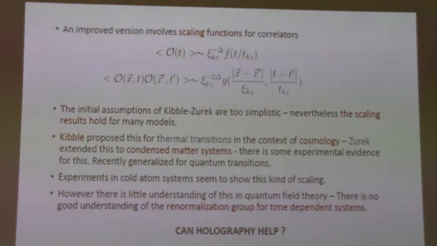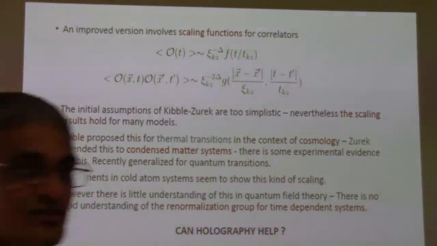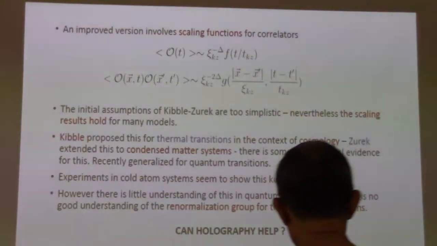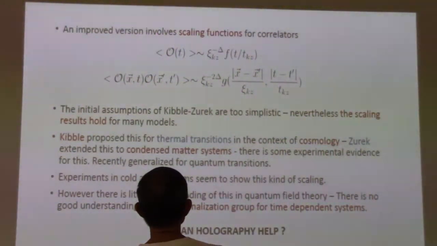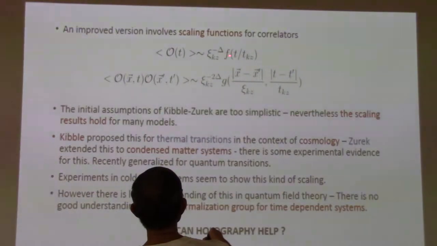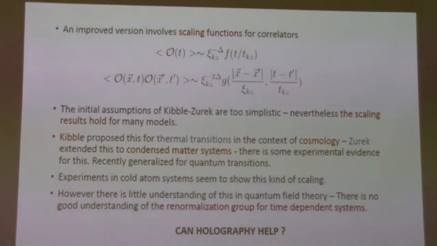We introduce scaling functions. Here there are scaling functions which are functions of time. For example, a one-point function would be this overall power, which came from dimensional analysis, as I just showed you, times some slowly varying smooth, analytic function of t upon t_KZ. Universality is built into this by saying that it is not a separate function of time and some microscopic length scale in the problem. The only length scale in the problem is t_KZ. That's why it has to appear in that ratio.